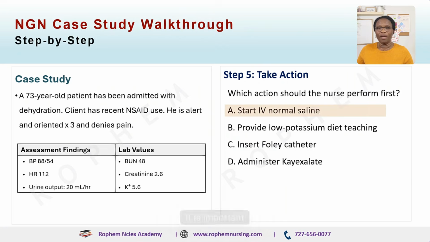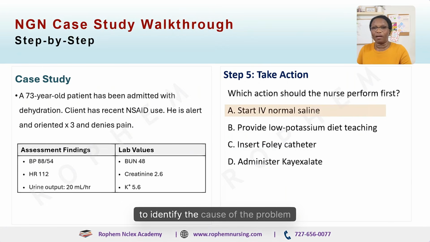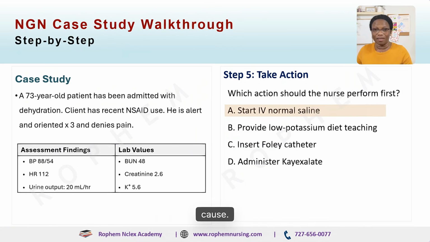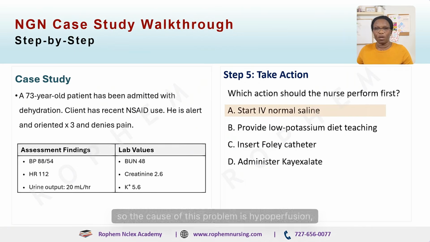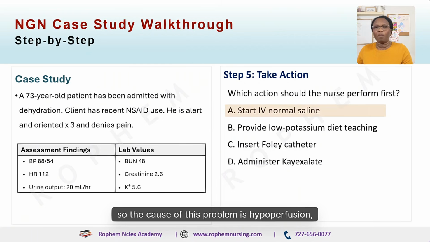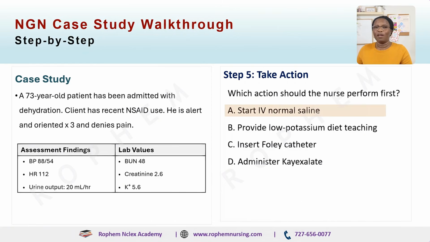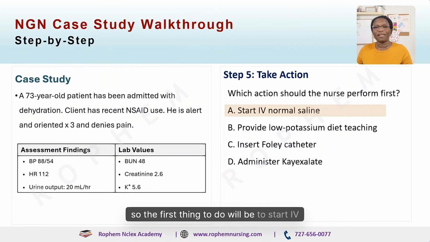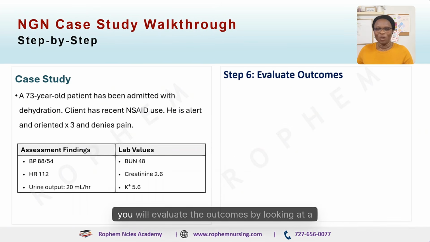This is the rationale. It is important to identify the cause of the problem because what we need to do here is to treat the cause. Client has dehydration. So the cause of this problem is hypoperfusion, basically decreased renal perfusion. So the first thing to do will be to start IV normal saline as ordered. In step 6, you will evaluate the outcomes by looking at the client's situation and ask if the actions you have taken helped to resolve the priority health problem.